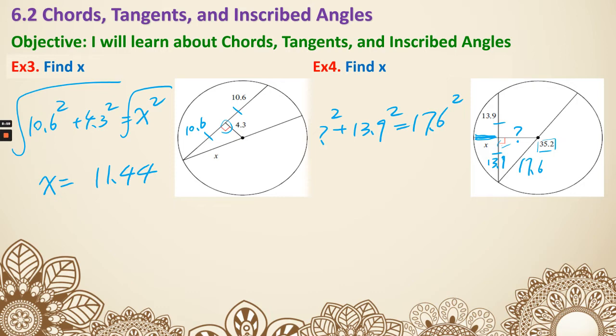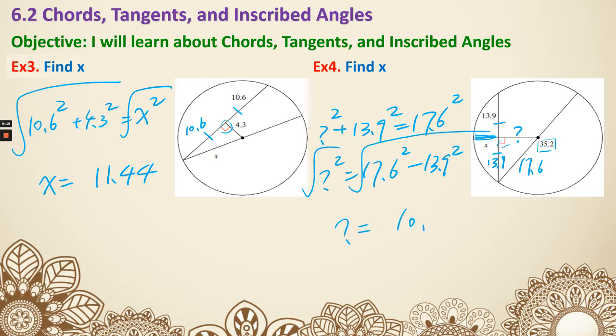17.6 squared. So if you try to solve for the question mark, that is going to be 17.6 squared minus 13.9 squared. And of course, take a square root on both sides. And if you type in your calculator, that should give you the question mark as 10.795. So rounded is going to be 10.80. But that's just a question mark. We're trying to look for the x. X, however, is going to be the radius minus the question mark, which is going to be 6.80. That is example 4.